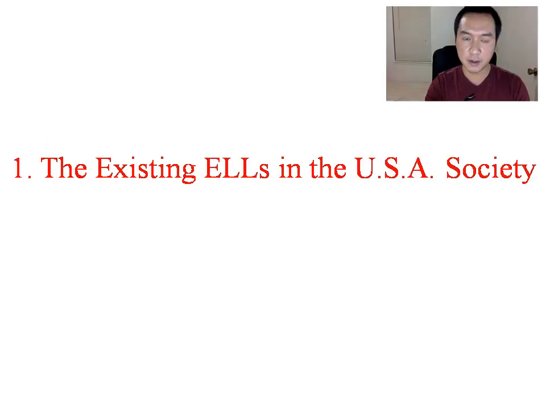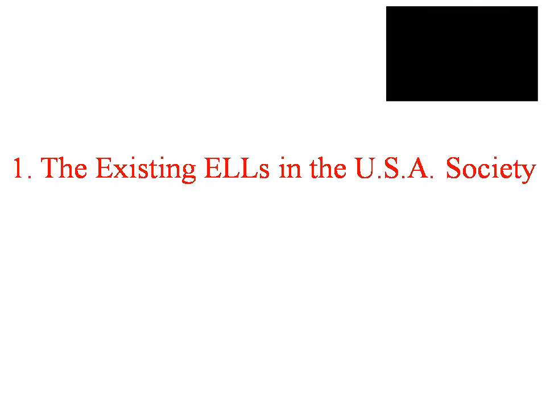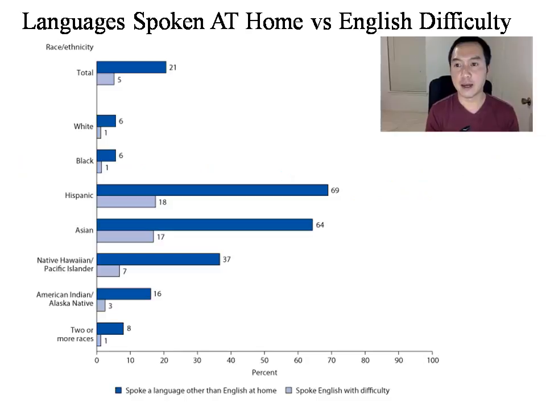I will start first with the existing information about the ELLs in the U.S. society. In 2013, 21% of the total U.S. population spoke a language other than English at home, and 5% of the total population spoke English with difficulty.